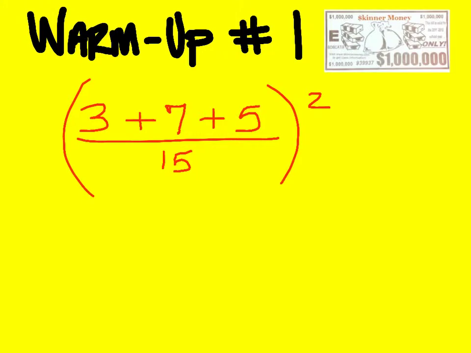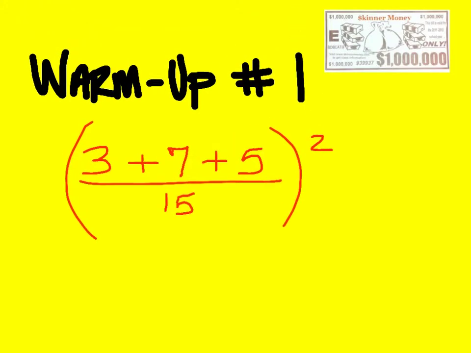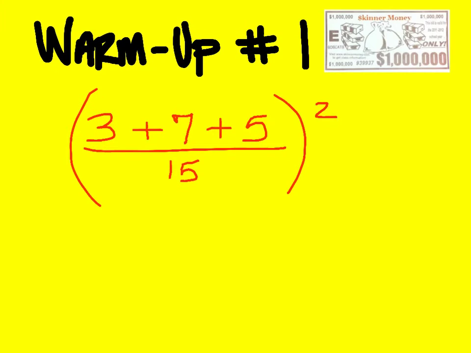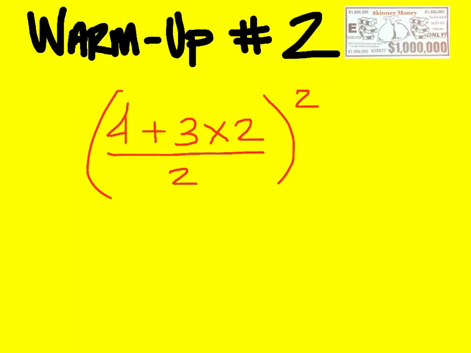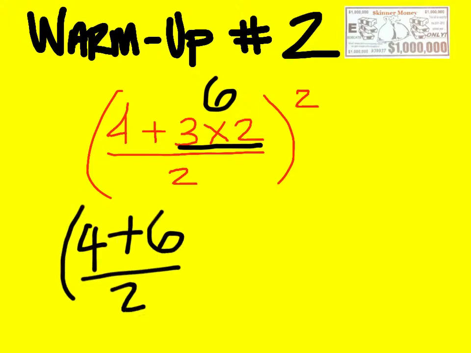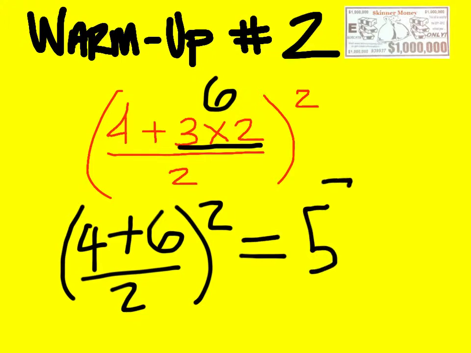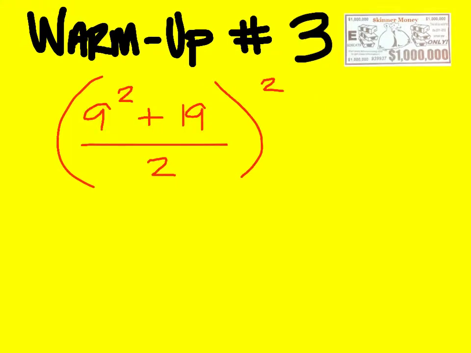Warm-up problem number 1. The answer for that one was 1. Warm-up problem number 2. For this one, you want to do this first. So 3 times 2 is 6. You get 4 plus 6 over 2 squared. 4 plus 6 is 10, and 10 divided by 2 is 5. 5 squared is 25.